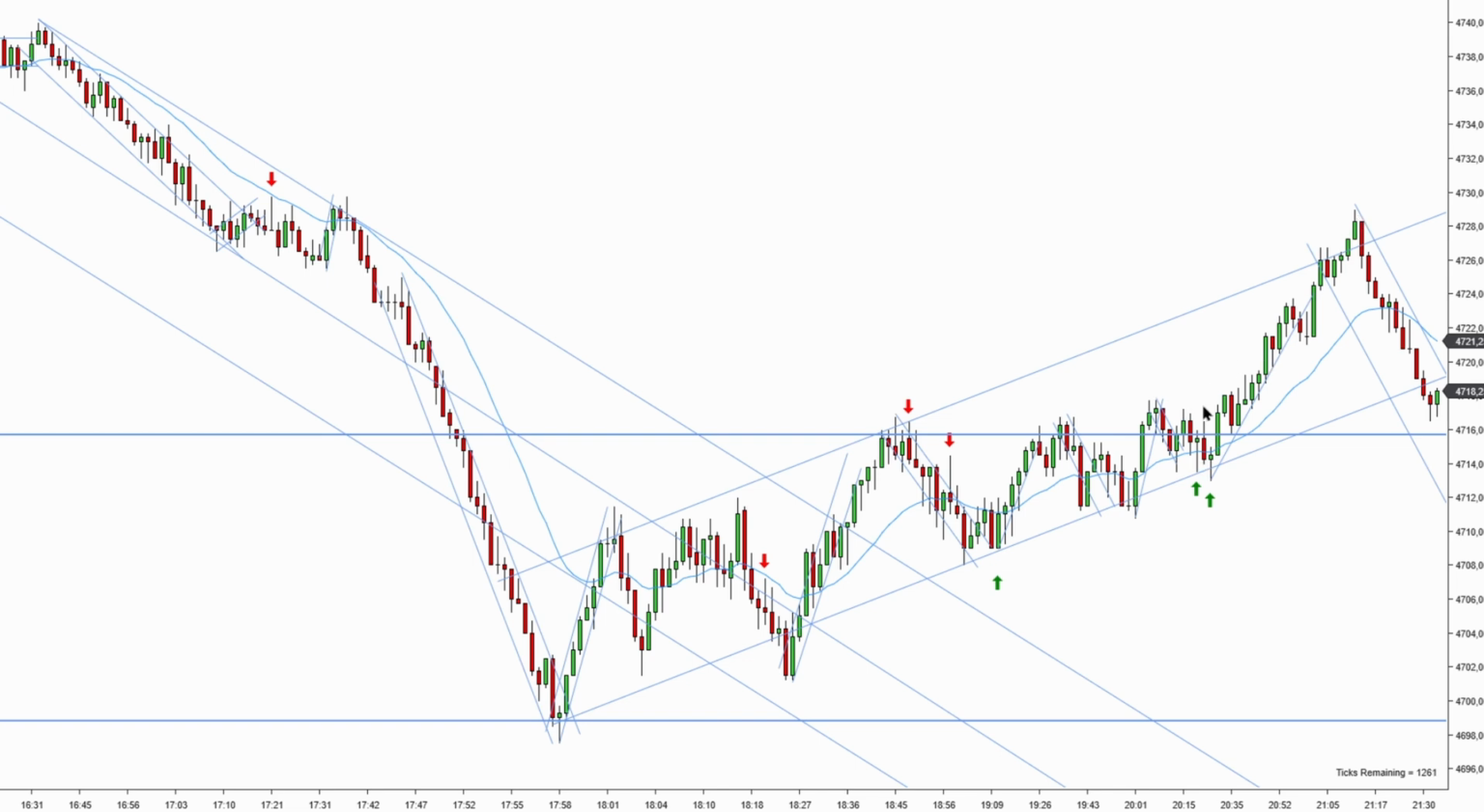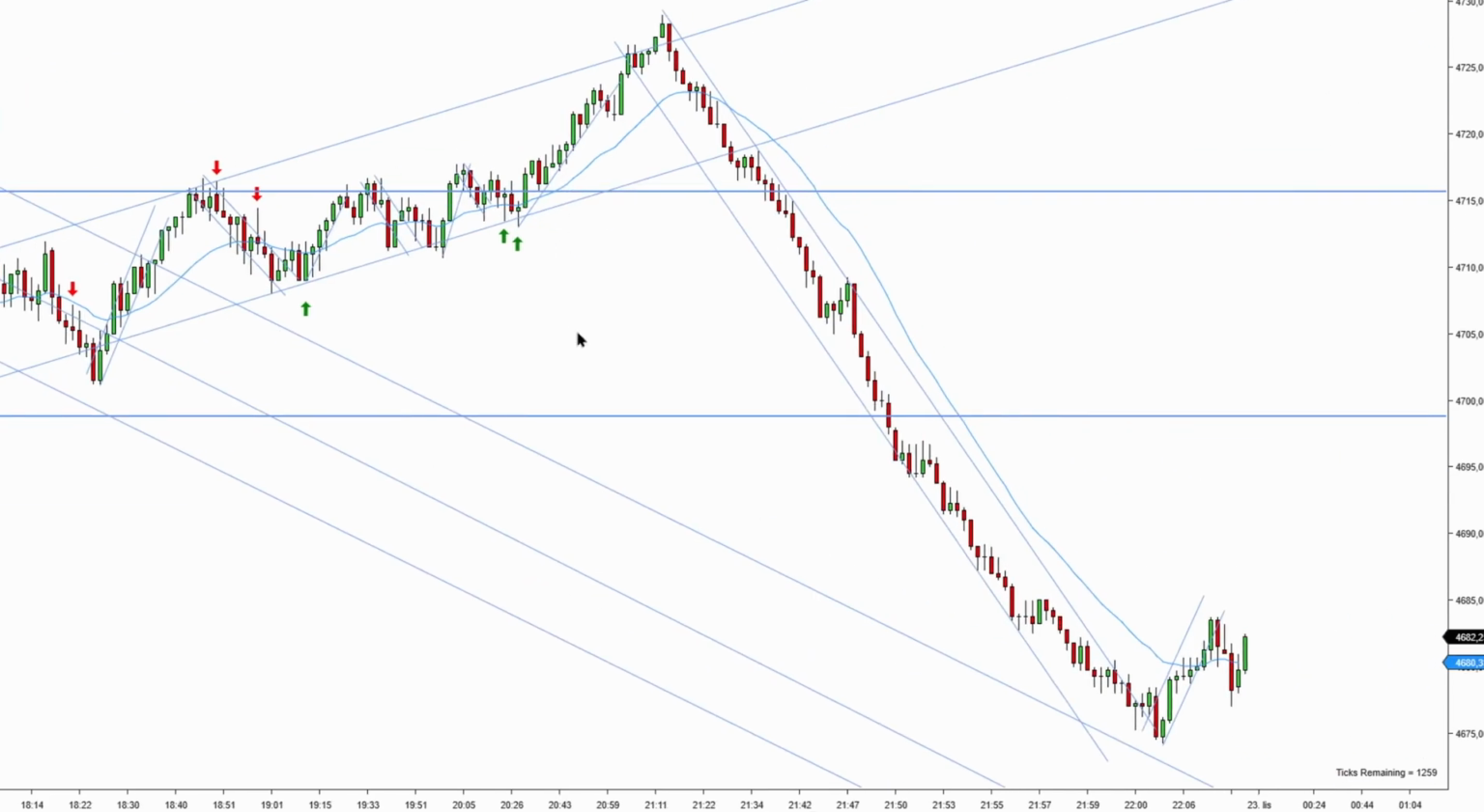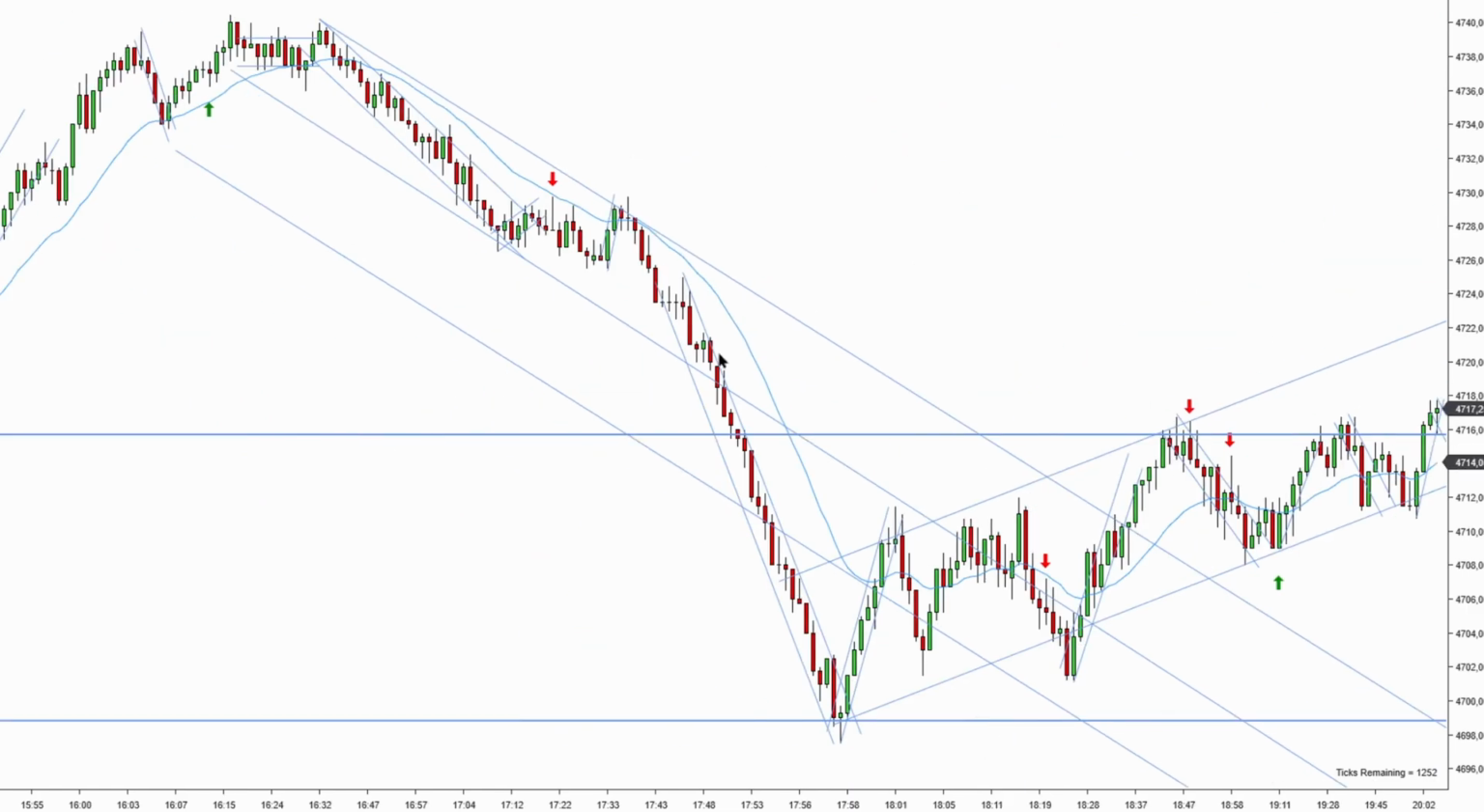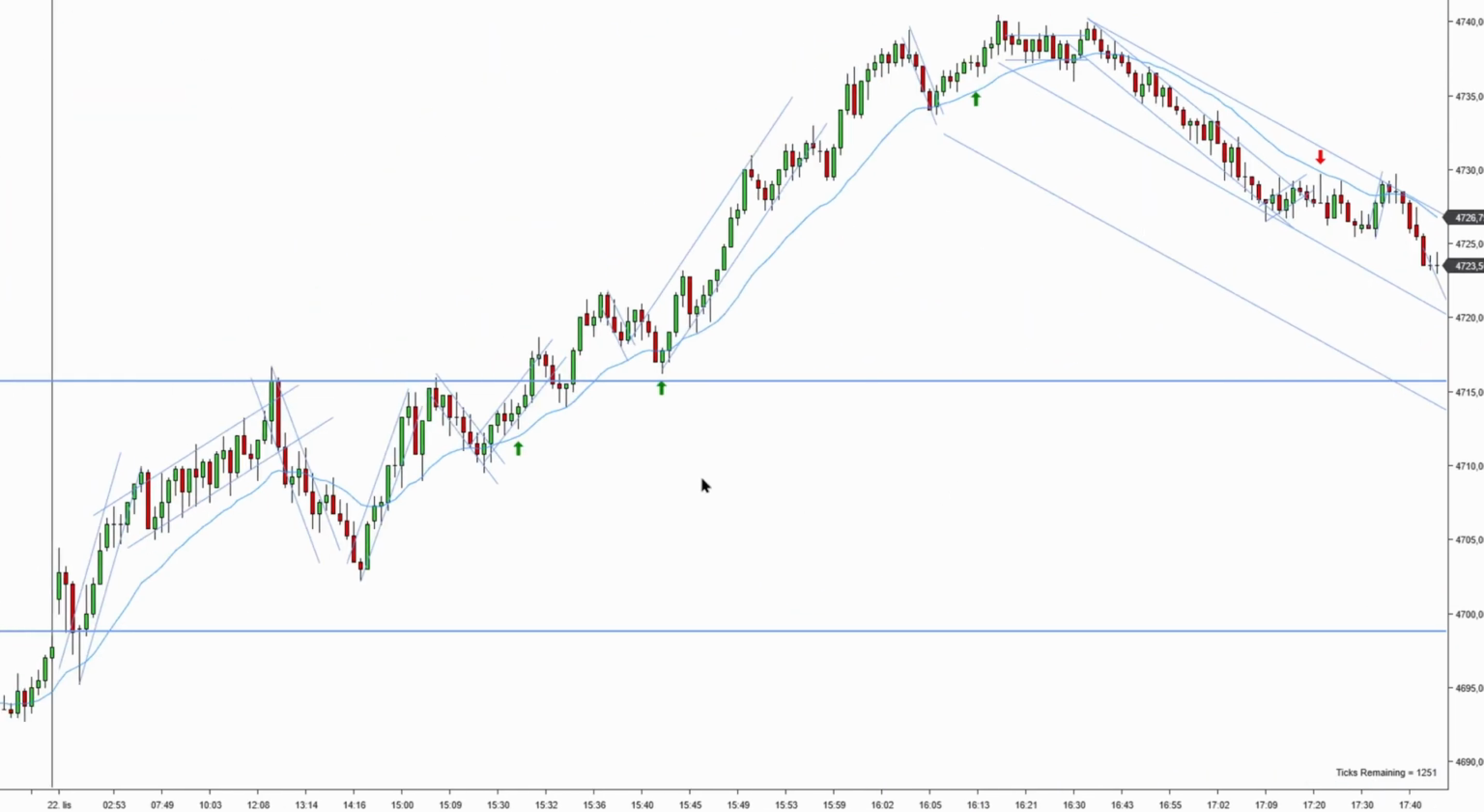First entry long, second entry long, failure. They trapped so many shorts here and it was a nice trap, but that's sometimes what happens in trading, but no big deal. All right, so remember key levels.